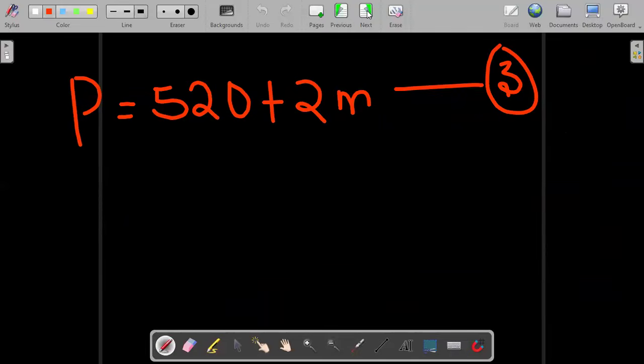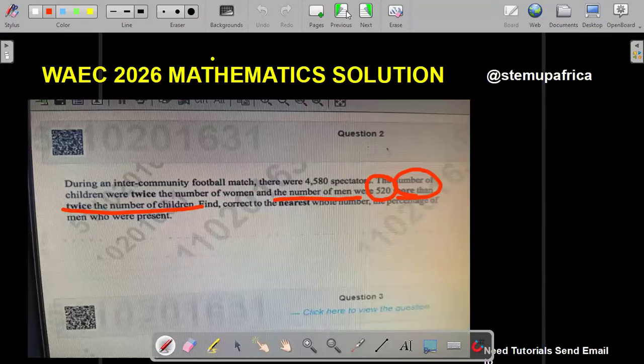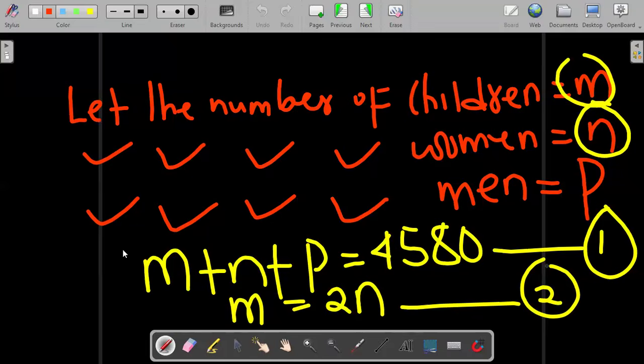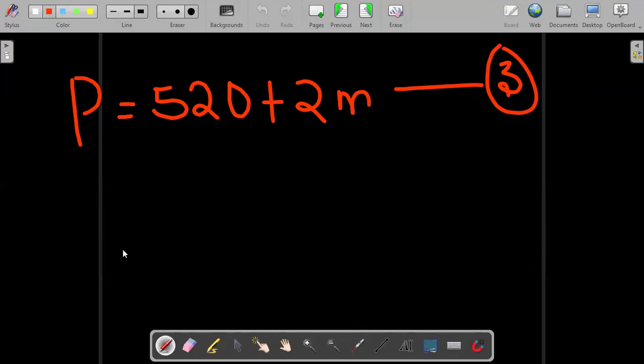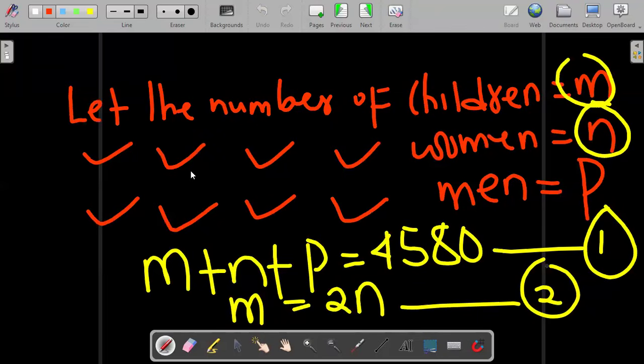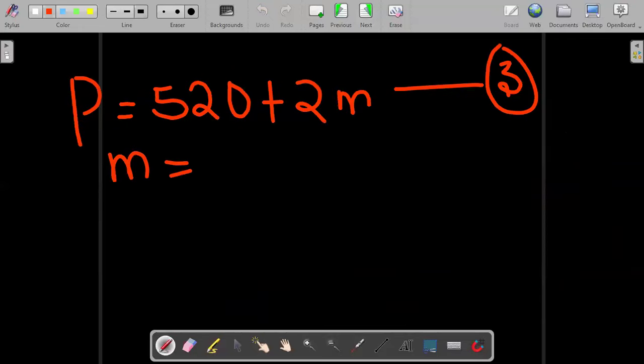Are you following? Yes, sir. The question says, find to the nearest whole number the percentage of men who were present. So we need the number of men, which is P. We need to know the value of P. But what is our M? Our M is 2N, right? Our M is 2N.